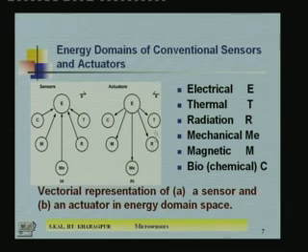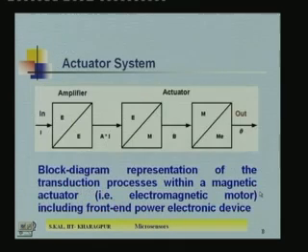Now, on the other hand, the vectorial representation of actuators is shown in figure B. So, here the actuator gets electrical energy, then it converts it into either chemical energy, or magnetic energy, or mechanical energy, or radiation energy, or thermal energy. This is the vectorial representation of sensors and actuators. Now, the actuator system is shown in this particular diagram.